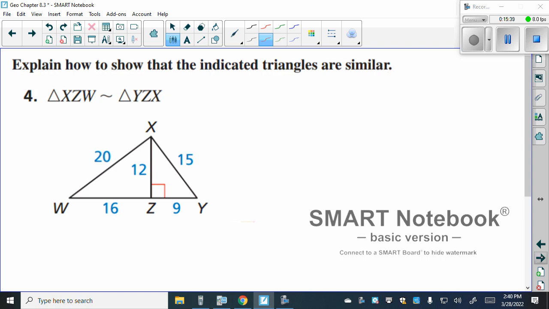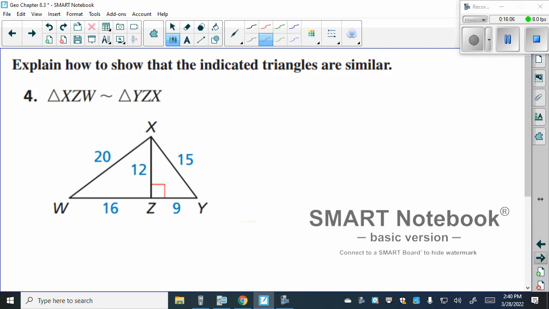Let's look at number 4, the last one here. So, do we have two angles in both triangles? Well, we do have the right angles, yes? Do we know any of the other angles? Well, no. We could technically find them because of our trig inverse properties, but that's going to be more work to figure out what the angles are.